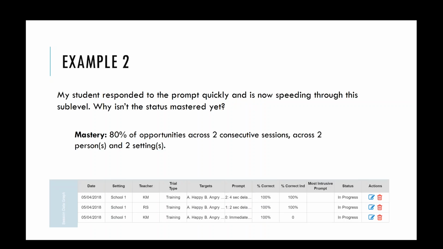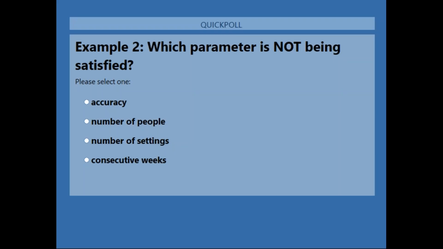Again, very commonly something that we see. In this example, my student responded to a prompt quickly and now is speeding through this sublevel. Why isn't it mastered yet? We'll give you plenty of time before we open the poll to check out the mastery criteria and the past session grid. All right, I think you guys are savvy, so we're going to go ahead and open up the poll. Same thing, what parameter is not being satisfied here?